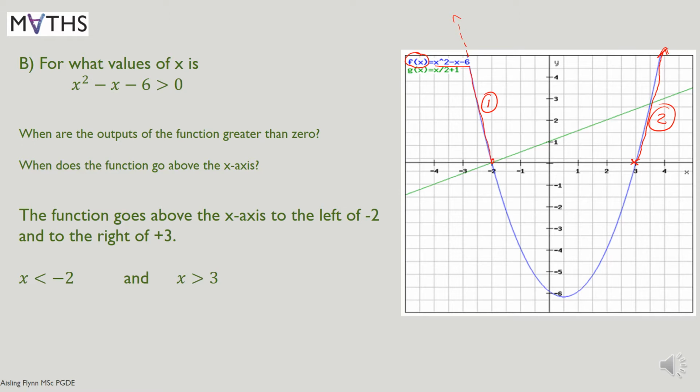So when x is smaller than -2 is the first one. So x less than -2, and when x is greater than 3 is the second one. Okay, notice we don't include an equal bit to the inequality here because it wasn't in the question. If the regions are separate on your graph, you must write them separately in your answer. It's not possible to join them up.